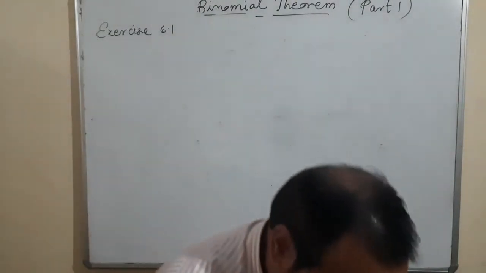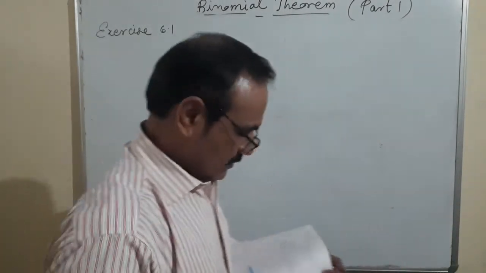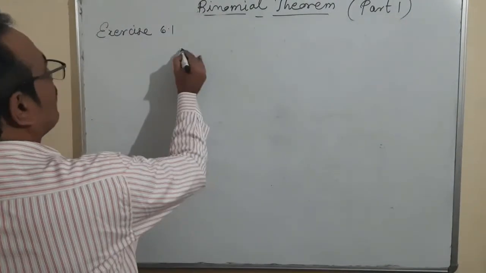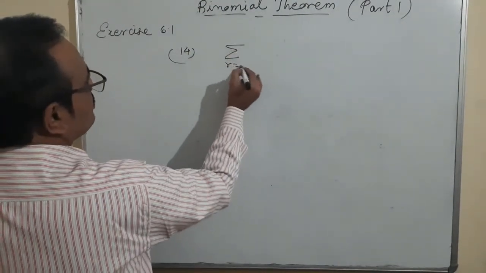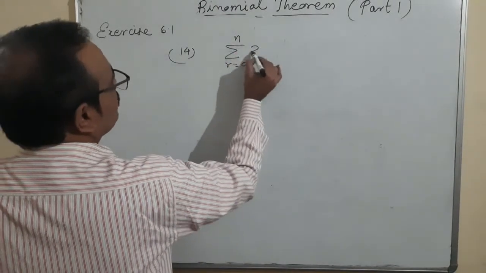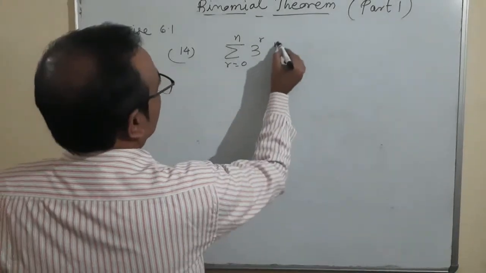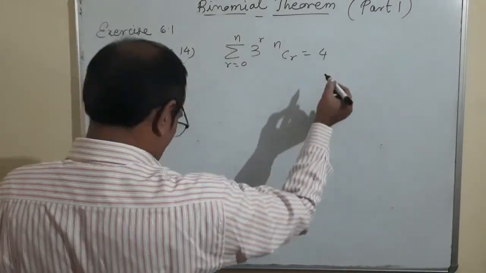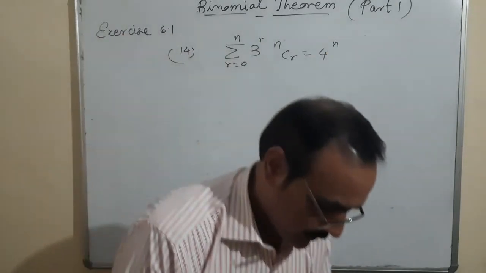One question also I want to discuss with you. Number 40, prove that the summation from r = 0 to n of 3^r nCr is equal to 4^n.